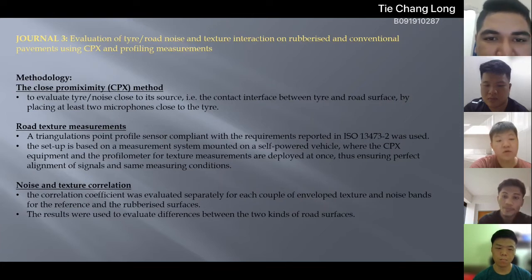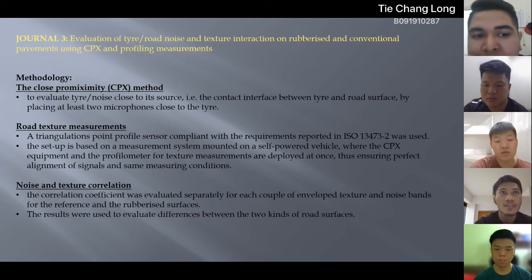The setup is based on a measurement system mounted on a self-powered vehicle, where the CPX equipment and the profilometer for texture measurement are deployed at once, thus ensuring perfect alignment and the same measurement conditions. For the noise and texture correlation, the correlation coefficient was evaluated separately for each texture envelope and noise band for the reference and the rubberized surface. The results were used to evaluate the difference between the two kinds of road surface.